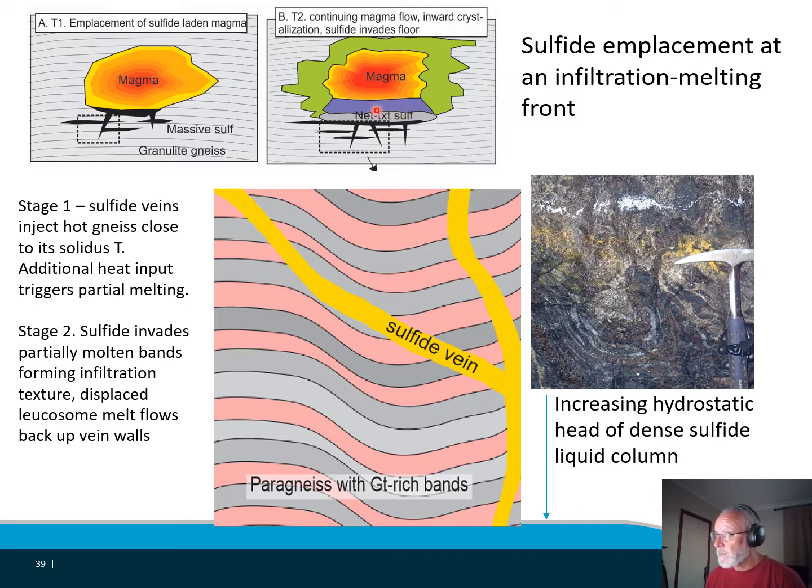Then we start to get olivine accumulating at the bottom of this body, which is now starting to crystallize inward. That's where we start to get the net textured ores generated. But these massive ores are now melting their way into the country rock. And here's the process we think is happening. Here are sulfide veins filling these expansion cracks in the country rock. Sulfide injecting itself in finds these softer layers where it can more easily melt its way in, pushes its way along those particular layers within the gneiss, and displaces out the partially molten leucosome material, the partial melt of the gneisses, and that material then backflows up the side of the veins.